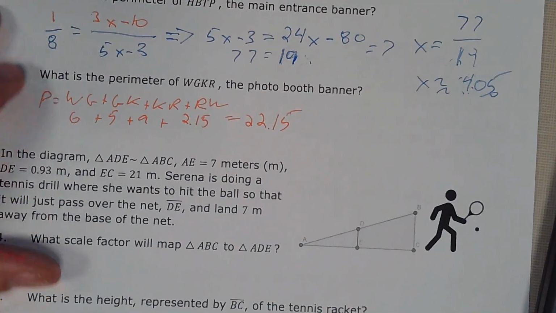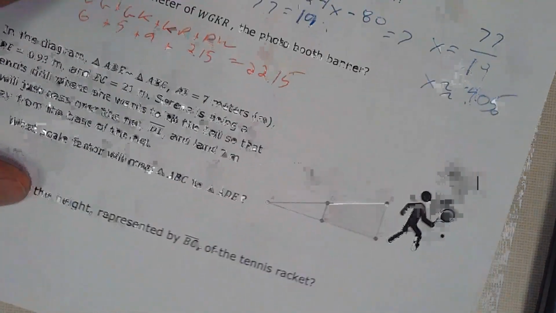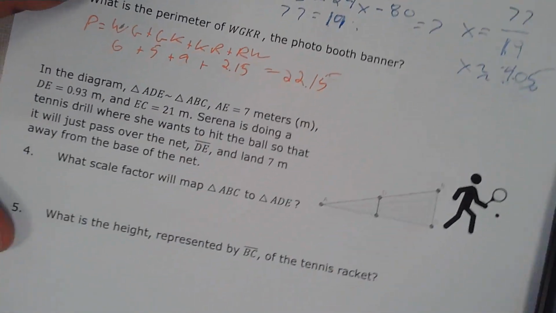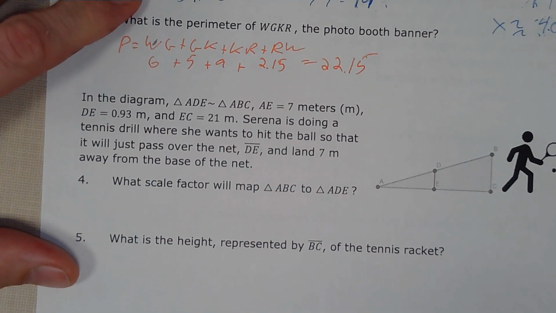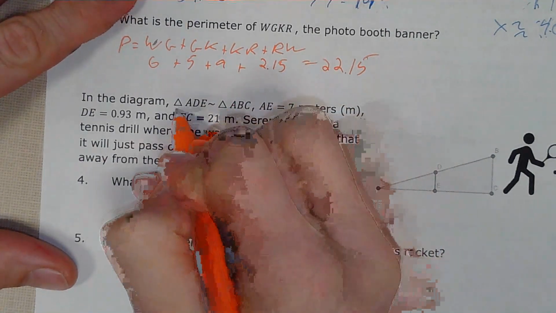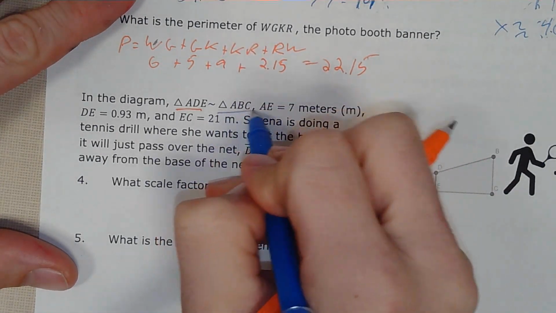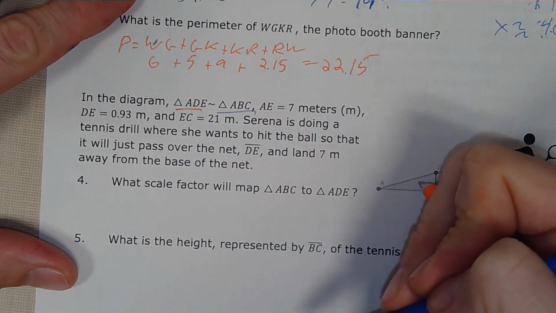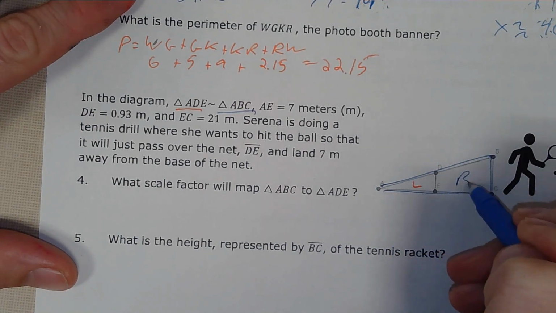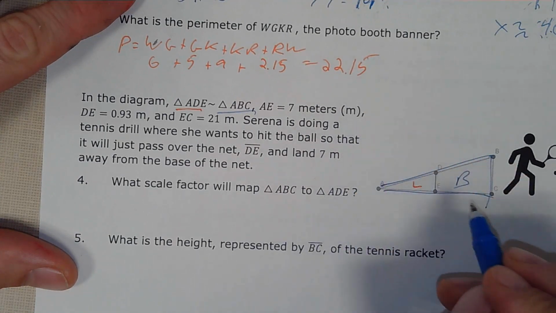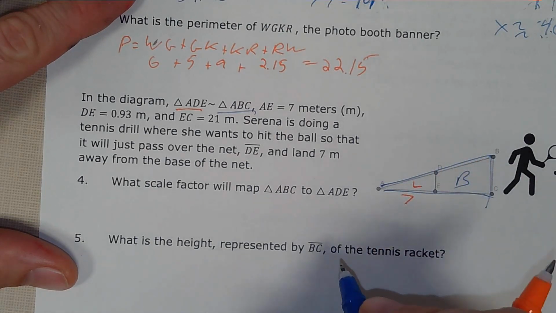Moving on. Remember what I said about looking at the drawings? Doesn't matter what they look like, what matters is what the numbers say. Next we have a diagram. It says ABE is similar to ABC. So this is triangle little, this is triangle big. And AE, that's part of the triangle little, is 7 meters.